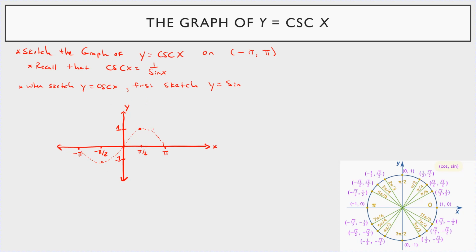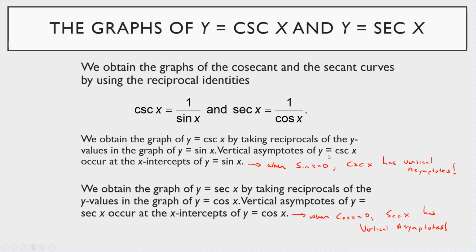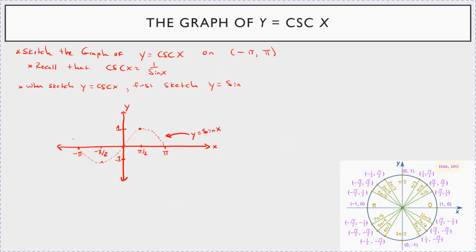Now this dotted line here is y is equal to sine of x. Looking back here, when sine of x is equal to 0, our cosecant graph has vertical asymptotes, because you can never divide by 0. So I'm going to put a line up here like this, and there's a vertical asymptote here.